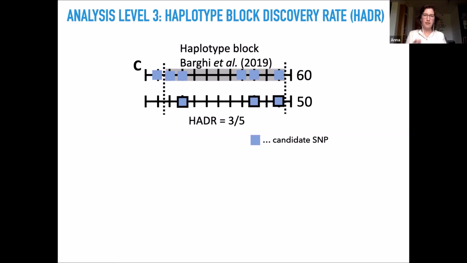So I brought a toy example here. I hope you can see my mouse. So we have 5 marker SNPs for this haplotype block in gray. And then out of these 5 marker SNPs, you find 3 already in generation 50. So your HADR would be 3 out of 5. Good. So just a recap, we have these 3 levels, and now we're going to look at the results.